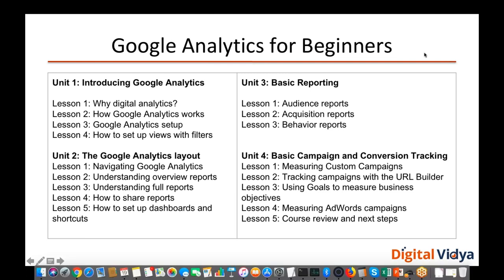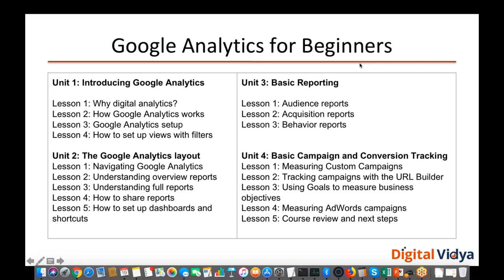So these are the units and the lessons for Google Analytics for beginners. Google Analytics for beginners shows new users how to create an account, implement tracking code, and set up data filters. You will also learn how to navigate the Google Analytics interface and reports in this Google Analytics for Beginners while going through those videos by Analytics Academy, and set up dashboards and shortcuts.